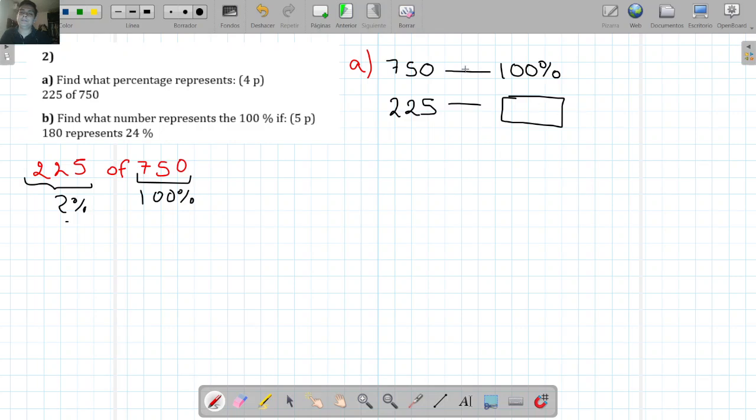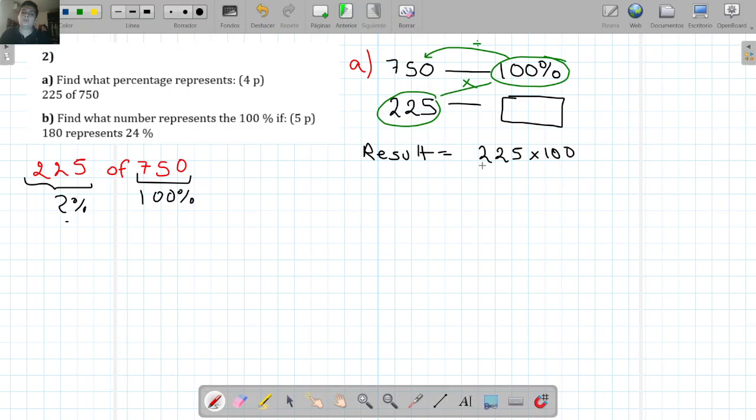As you may see here, in this situation, we have to multiply the ones that are in diagonal. So we will multiply this cross, and then we are going to divide it by the other one. So let's try to do that quick. The result here is just going to be 225 times 100 over 750.